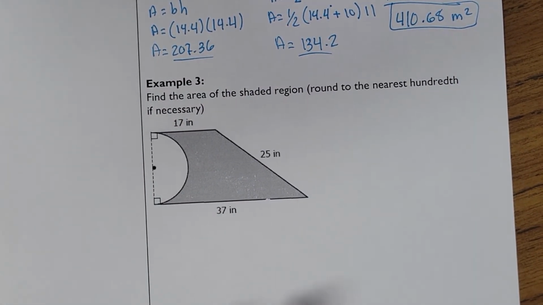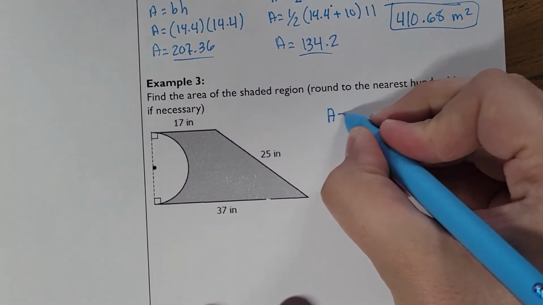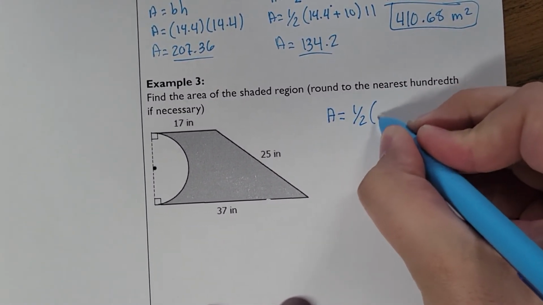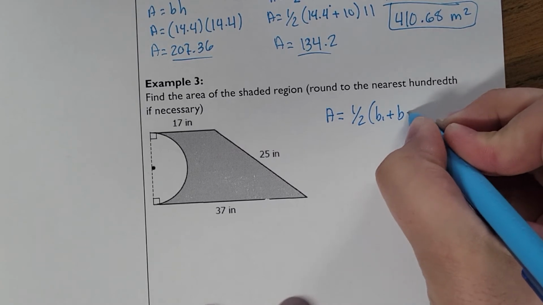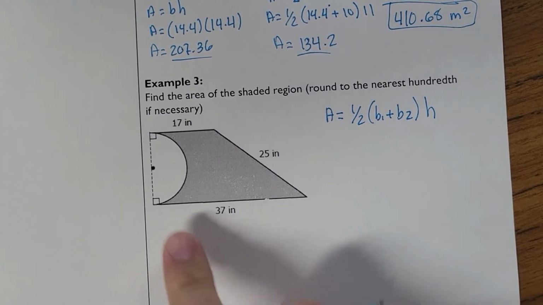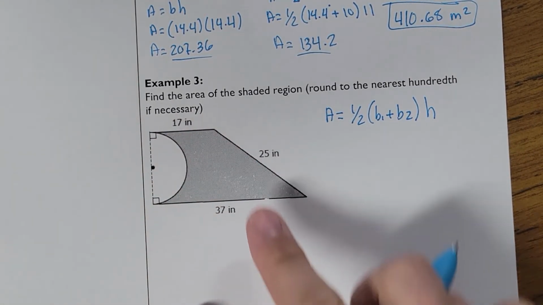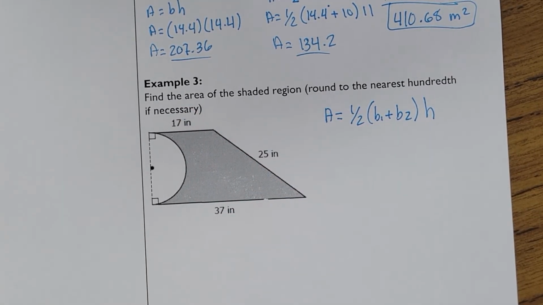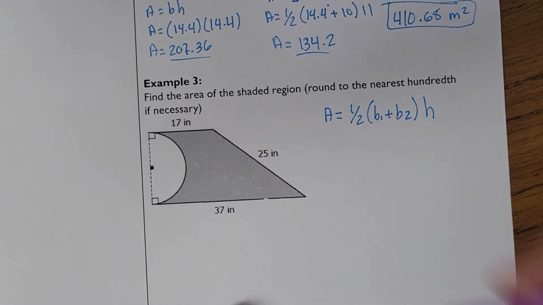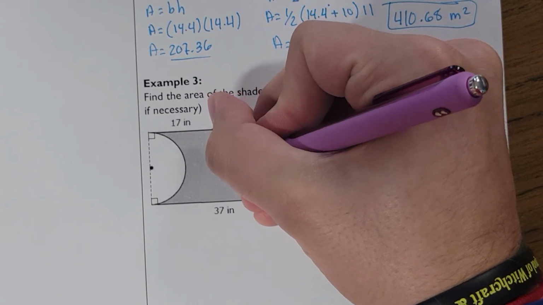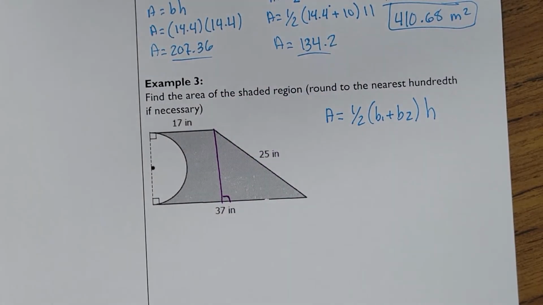So to find the trapezoid, we're going to use that formula we just used up top. Area equals 1/2 base 1 plus base 2 times the height. I have base 1, I have base 2. If you jumped here and said that was the height, you'd get it wrong. We got to find the height here again. So I'm going to drop a perpendicular line straight down. That would represent the height.